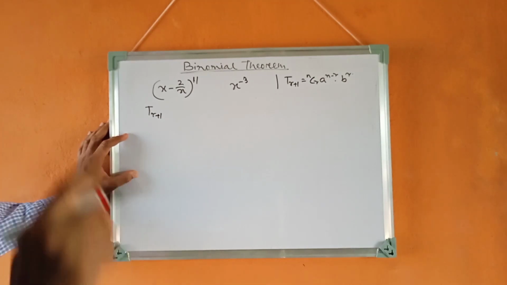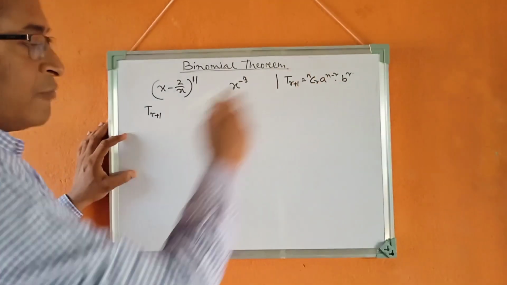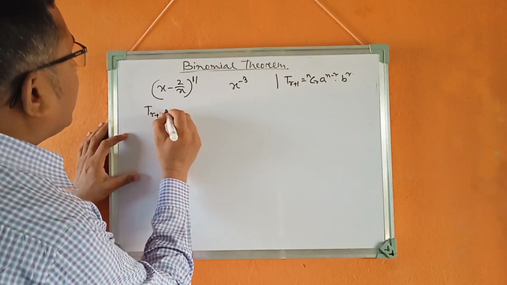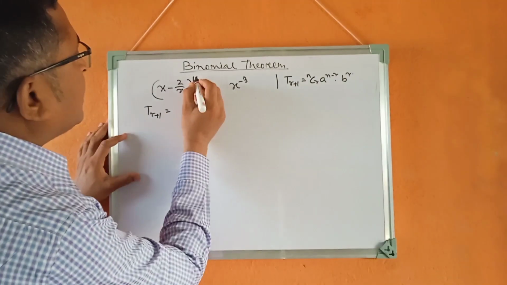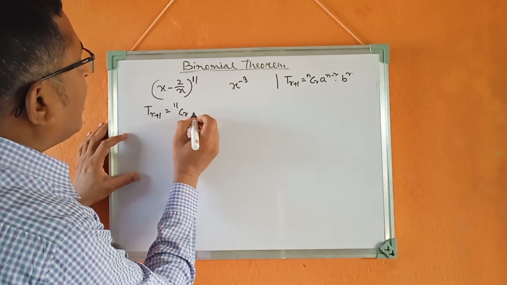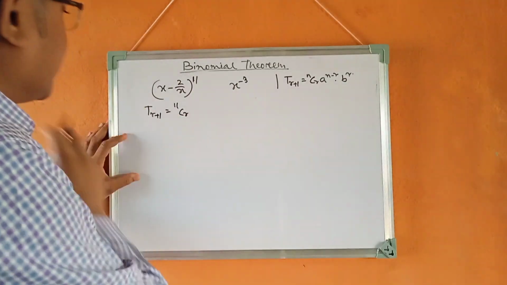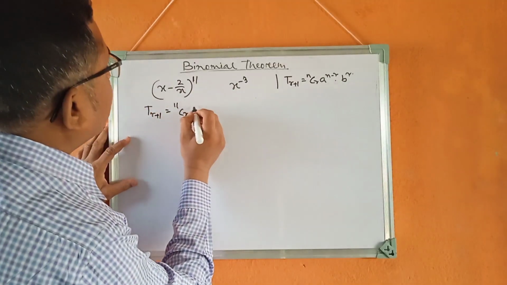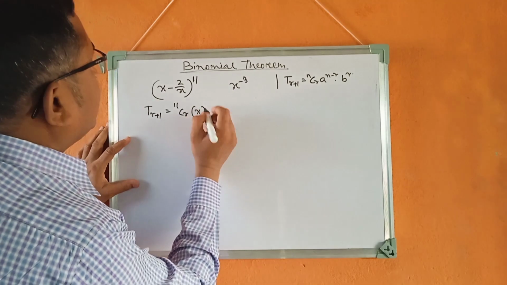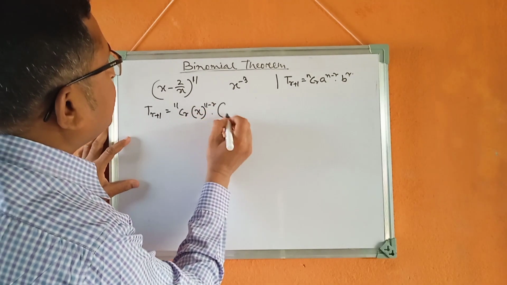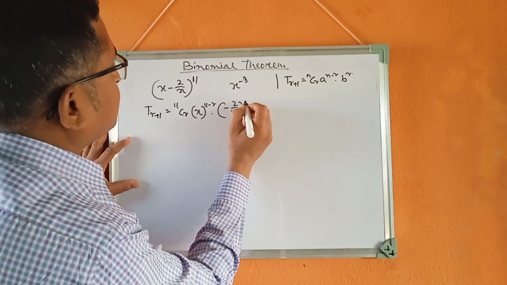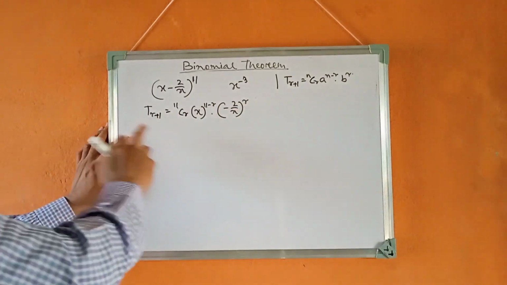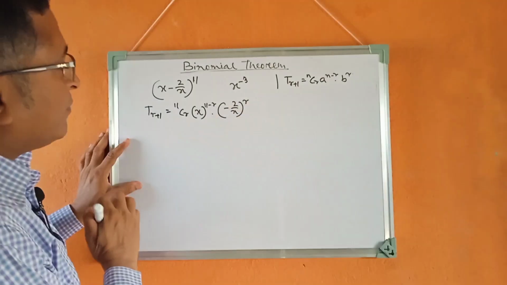Now find the r plus 1 term. Using the general formula you can find it easily. So T(r+1) is equal to nCr, n means 11, so 11Cr, where r is unknown and required to find. So 11Cr into x to the power 11 minus r into (minus 2 divided by x) whole to the power r. This is the general term. At first we take, let the r plus 1 term contain x to the power minus 3.